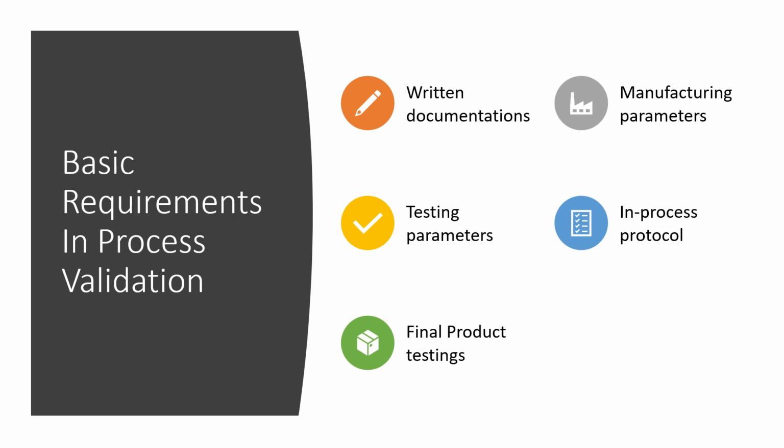Secondly, manufacturing parameters play a pivotal role in process validation. These parameters include variables such as temperature, pressure, time, and equipment settings. It's essential to establish and monitor these parameters to ensure that the manufacturing process operates within predefined limits, guaranteeing the reproducibility and reliability of the final product.